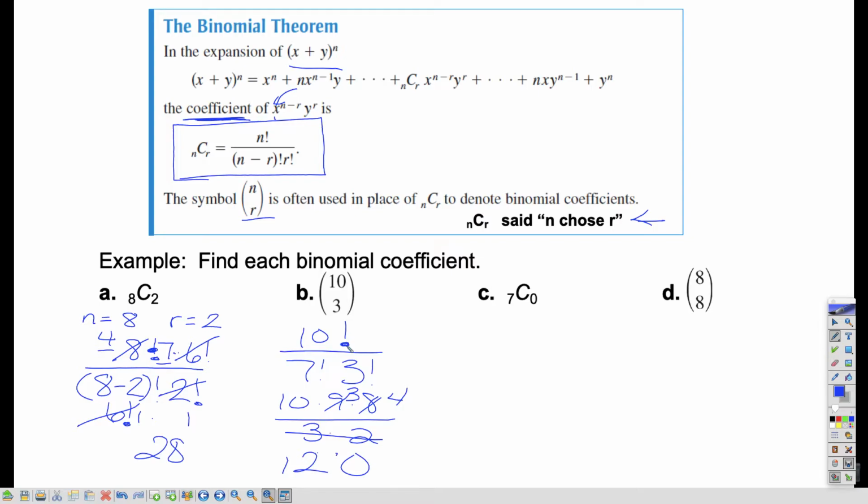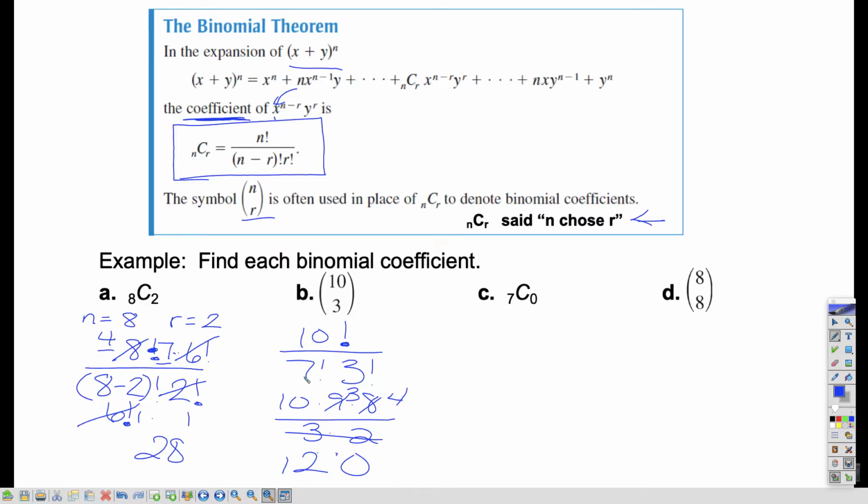So 7 factorial and 7 factorial reduce. And 3 factorial is 3 times 2. 2 goes into 8 4 times. 3 goes into 9 3 times. So 3 times 4 is 12 times 10 is 120.